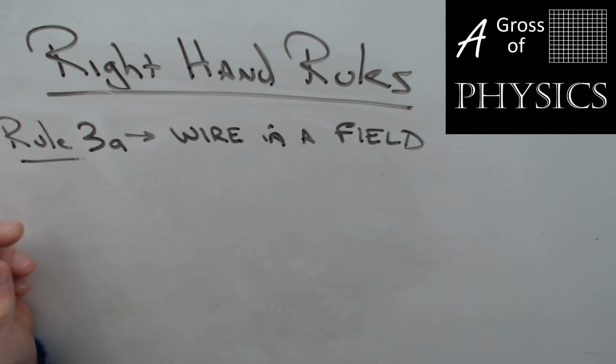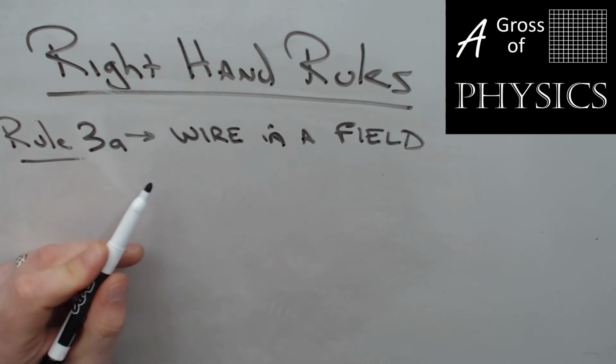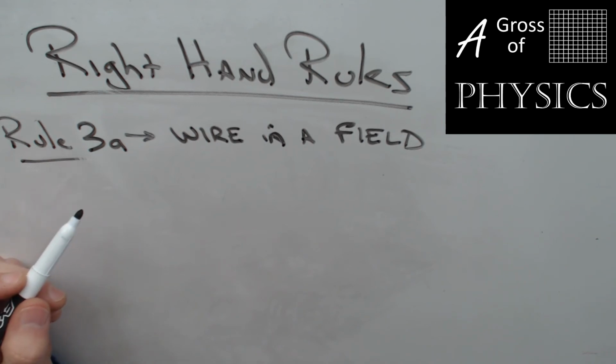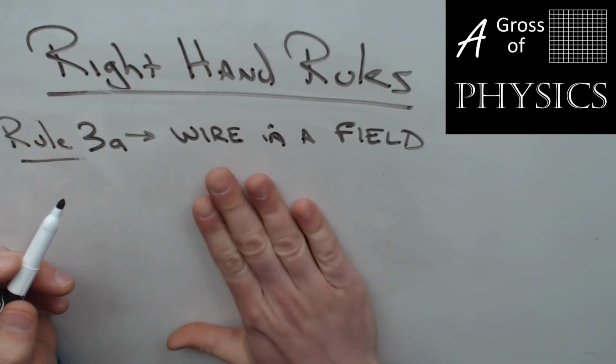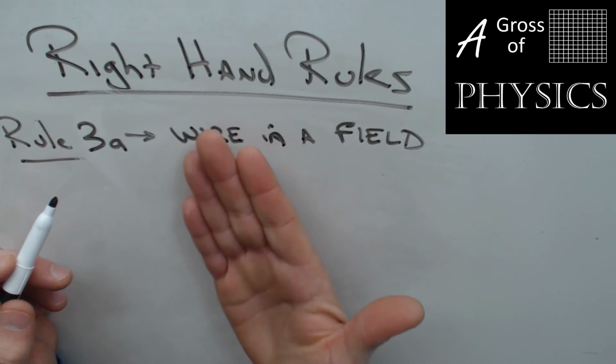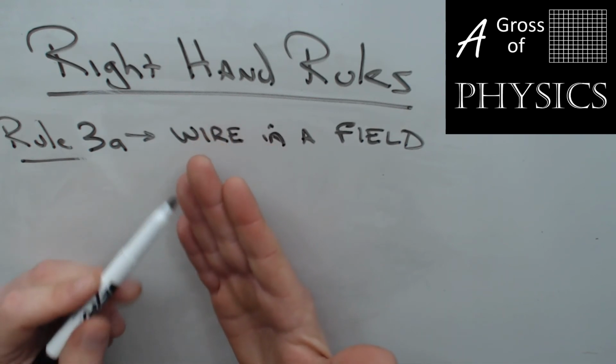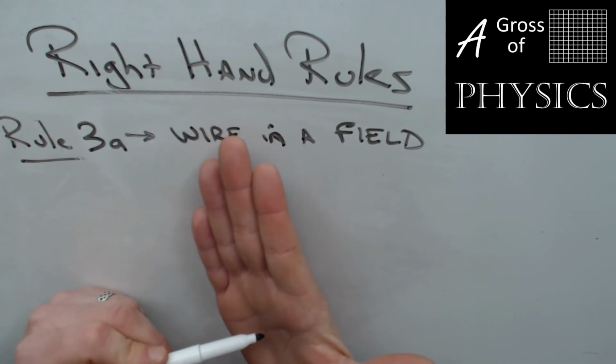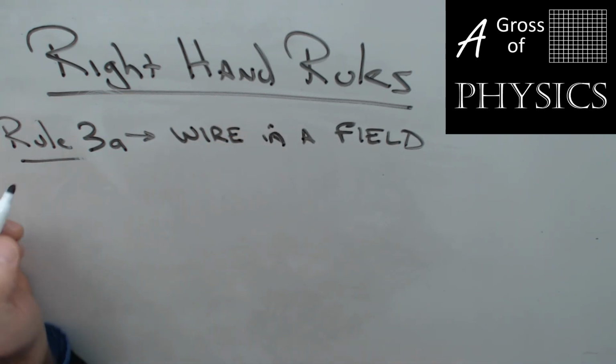Okay, right hand rule 3 has 2 parts. I call them A and B because they use the same hand structure. And what you're going to do is hold your hand flat. And when your hand's held flat, you have 3 parts to it. You have your fingers, you have your palm, and you have your thumb.